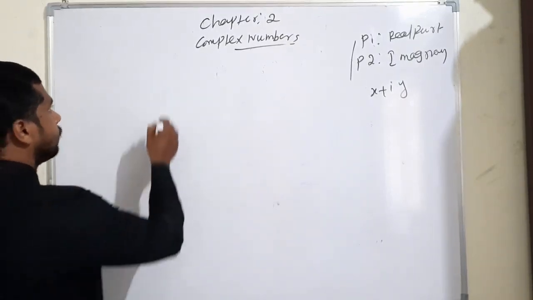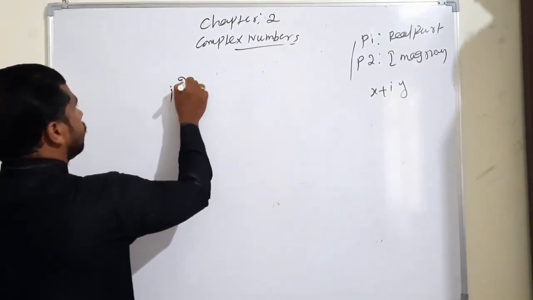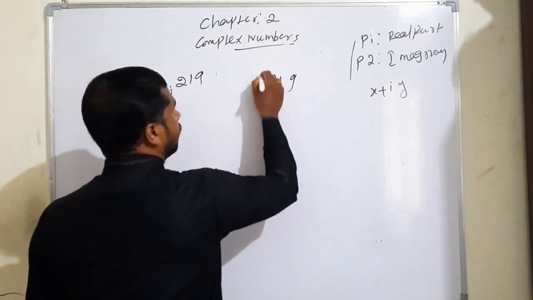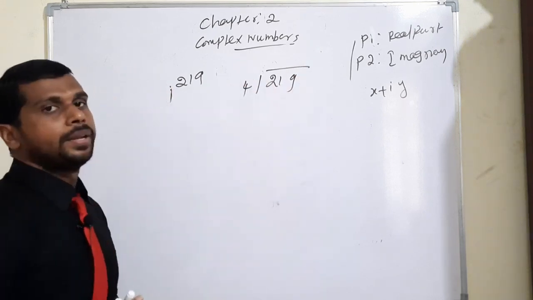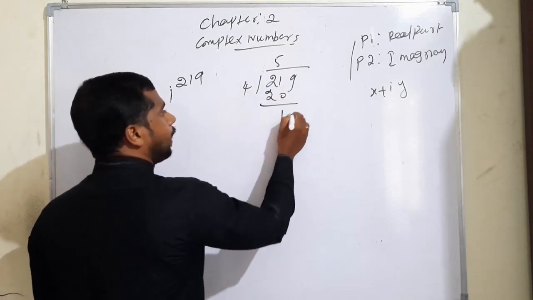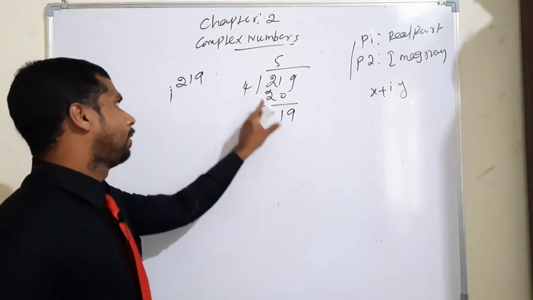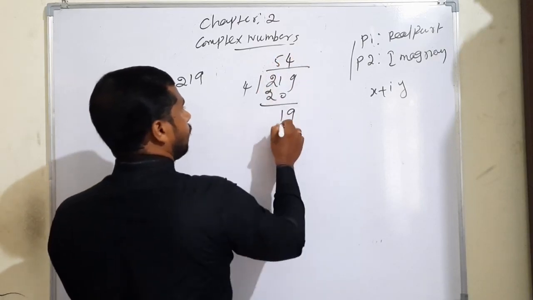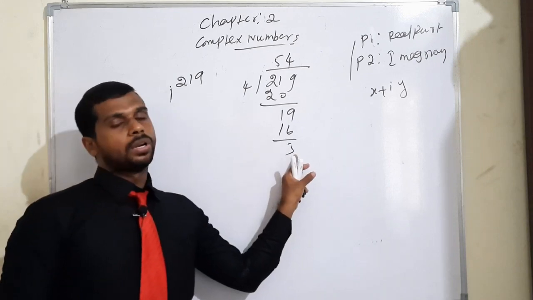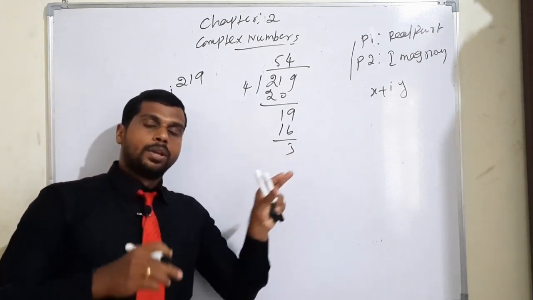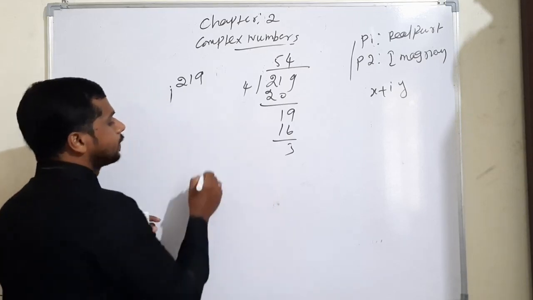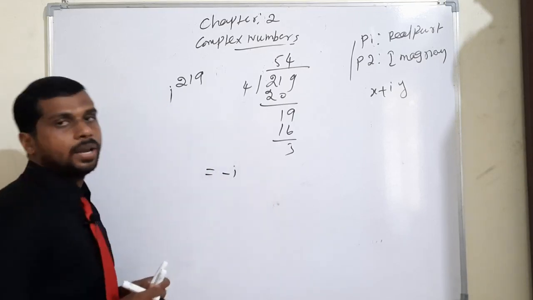Now one bigger number. Okay, i to the power 219. First you check it divided by 4. 219 divided by 4, what will happen? 5 4s are 20, then 1 balance is there, 9 we bring down, again 4 4s are 16, so the balance is 3. Already I told you, is this an odd number or an even number? Odd number. To become a 4, how many numbers are less? Only one number is less. So only one number is less means definitely we can say that it is minus i.